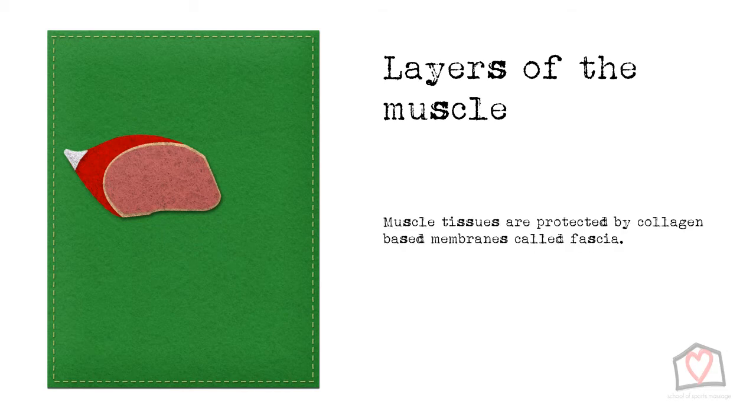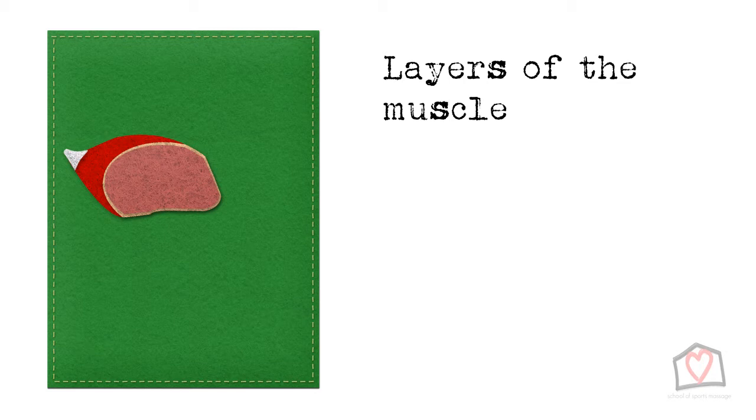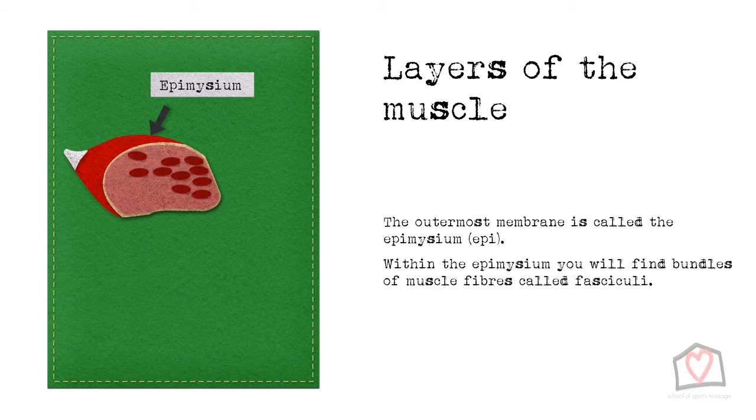The muscle tissues are protected by collagen-based membranes, which eventually form the tendon of the muscles. These membranes are called fascia, meaning bandage, and is found everywhere in the body. These layers of fascia, as well as protecting the muscle, allow the muscles to slide smoothly over itself and other structures. The outermost membrane is called the epimysium, epi meaning upon or over. This encapsulates the entire muscle, and within it you will find bundles of muscle fibres called fasciculi.